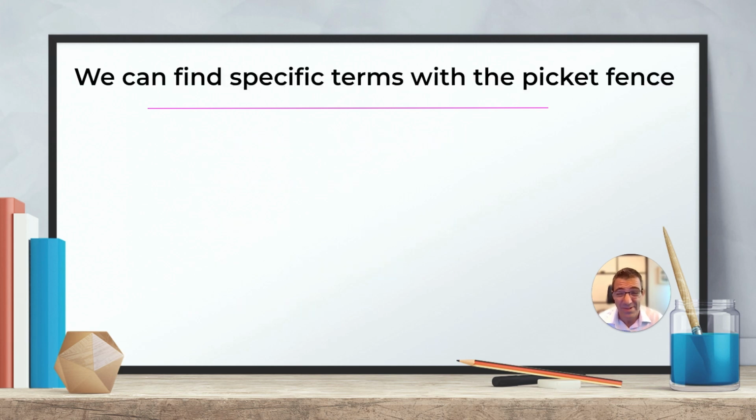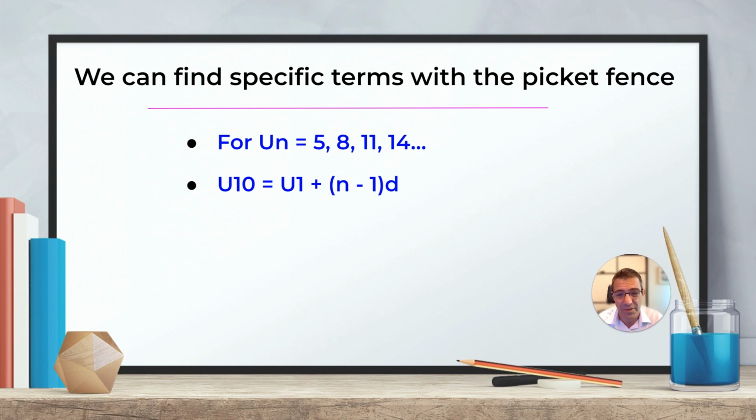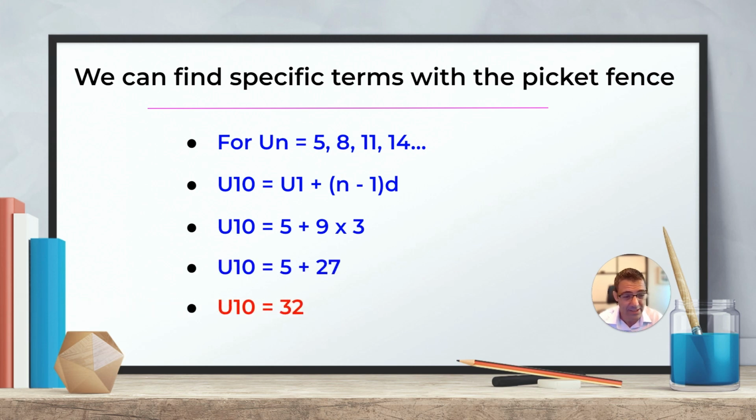You could also find specific terms with the picket fence. So this is kind of like if you were to use the formula, logically speaking. So again, imagine you have 5, 8, 11, 14, and you wanted to find the 10th term. Well, the 10th term is the first term plus how many distances? So if I want to go from the first term to the 10th, I have 10 terms. I must have 9 distances. So I'm going to do 5 plus 9 distances, and each distance is 3. And 5 plus 9 times 3 is 5 plus 27. And so U10 is 32.